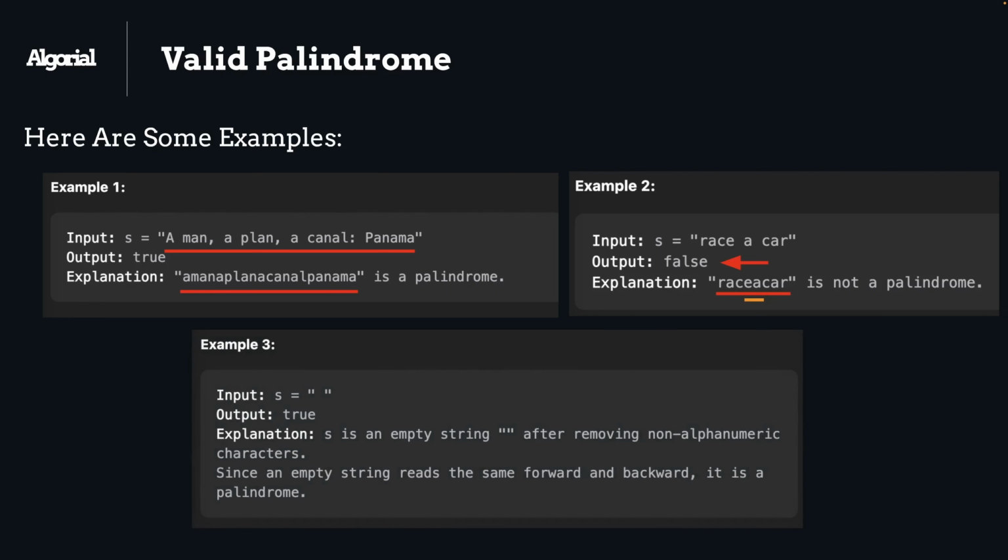And in our last example, it seems like we've got an empty space, and since we might not consider any spaces again, we will end up with an empty string. And according to the explanation, since an empty string reads the same forward and backward, we might conclude that this is a palindrome. So we might return true for that as well.